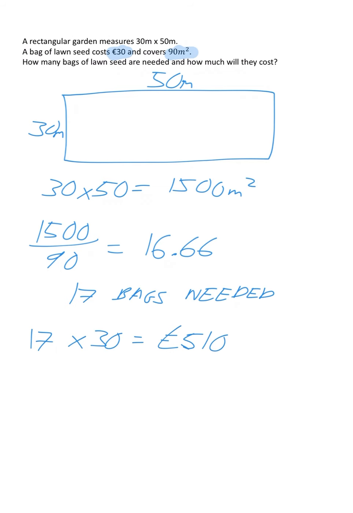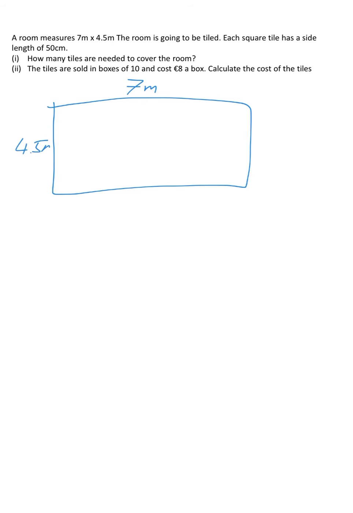Okay, so another question. We're told a room measures 7 meters by 4.5 meters. The room is going to be tiled and each square tile has a side of length 50 centimeters. How many tiles are needed to cover the room? Okay, so we have a room of 7 meters, 4.5 meters, and then we're going to have tiles covering this.